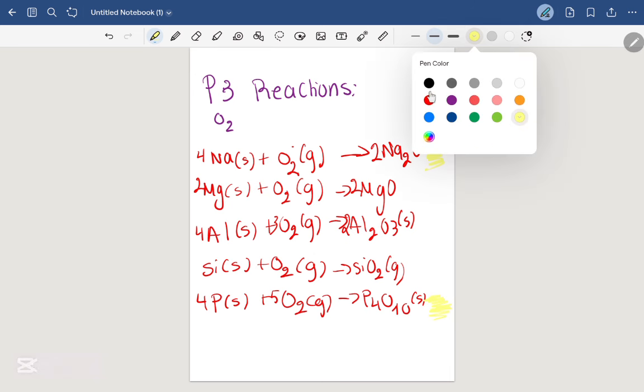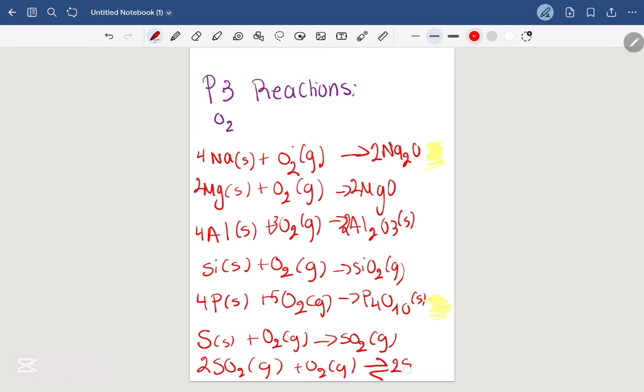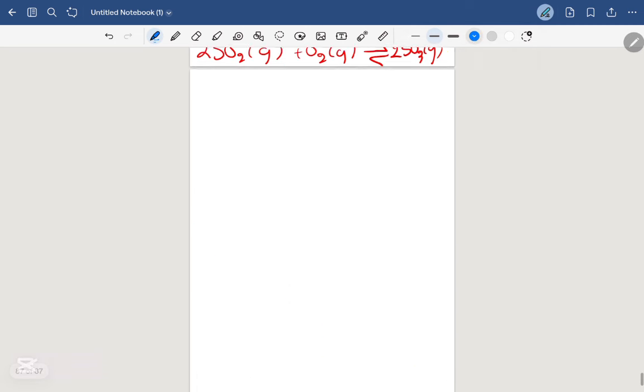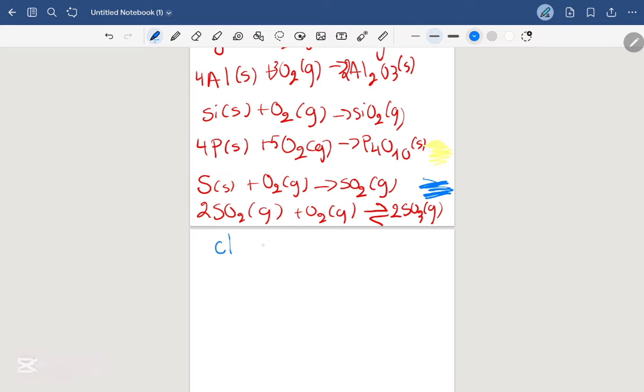And now, finally, last but not least, sulfur solid, in addition to O2 gas, is supposed to give me SO2 gas. And another equation is 2SO2 gas will react with O2 gas to give me, in equilibrium, 2SO3 gas. Now, what is the color of this flame? The color of this flame is blue. Perfect. Let's move on to, oh, by the way, what is remaining is chlorine and argon. Chlorine and argon do not react with oxygen gas under normal conditions. So they are out of the equation under normal conditions.